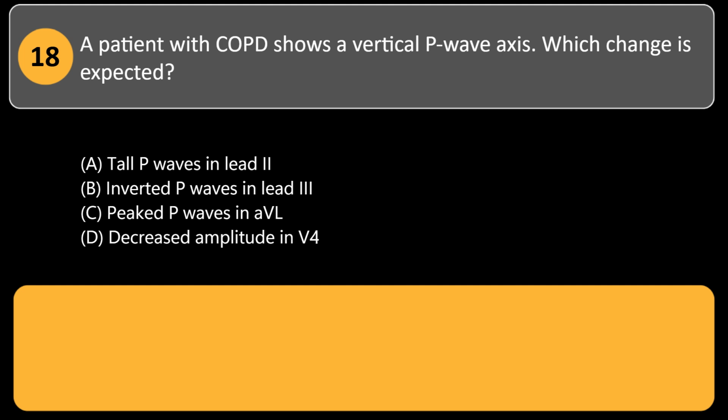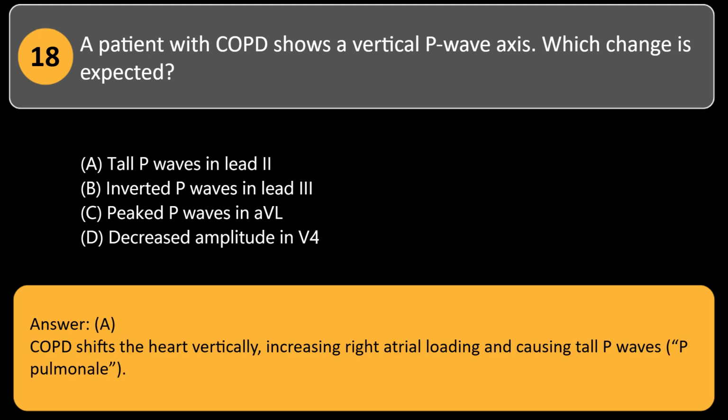A patient with COPD shows a vertical P wave axis. Which change is expected? A. Tall P waves in lead II. B. Inverted P waves in lead III. C. Peaked P waves in AVL. D. Decreased amplitude in V4. Answer A. COPD shifts the heart vertically, increasing right atrial loading and causing tall P waves, P pulmonale.